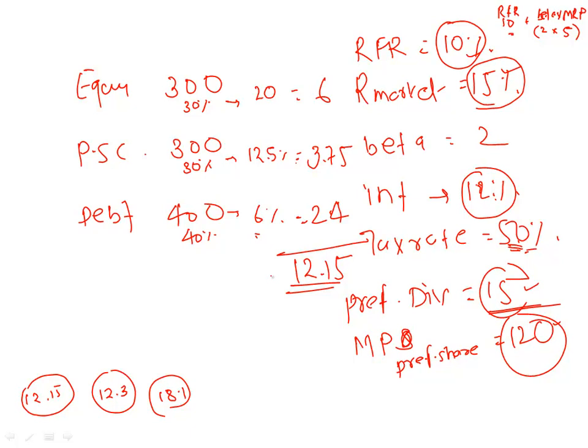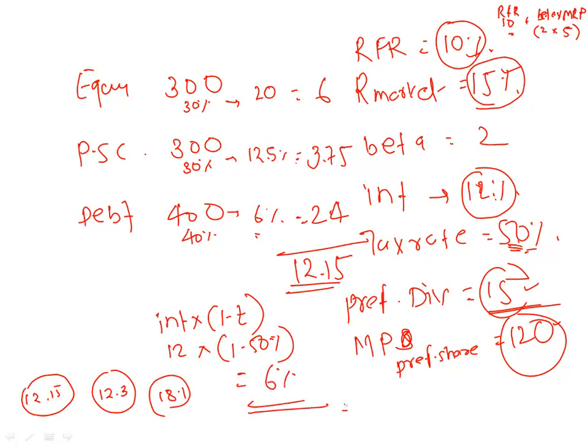Are we clear with this? Yes, no? That is interest into 1 minus t. So 12 into 1 minus 50%, which would be 6%. Okay.